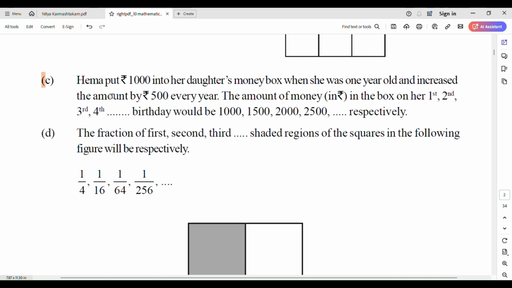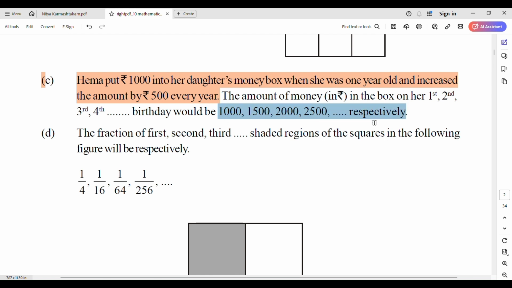Hema put 1,000 rupees in her daughter's money box when she was 1 year old and increased the amount by 500 every year. This is similar to the salary problem we saw, right? The amount of money in the box on her first, second, third, fourth birthday would be 1,000, 1,500, 2,000, 2,500 respectively, right? It will grow like this at this rate.